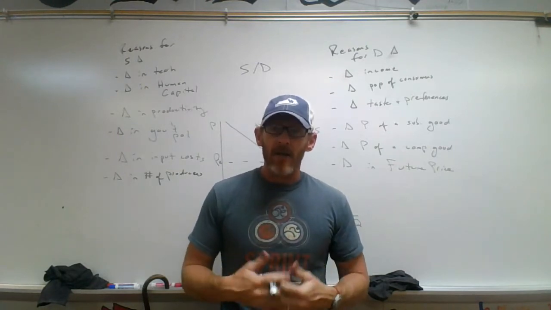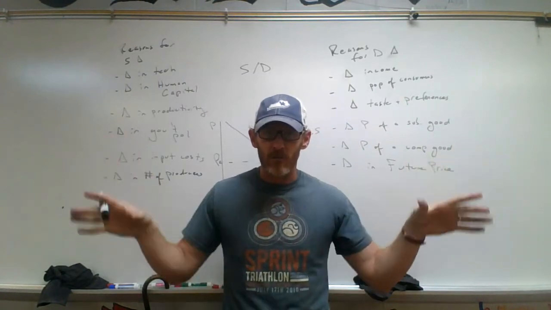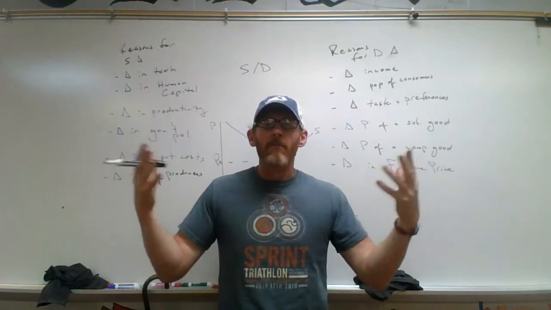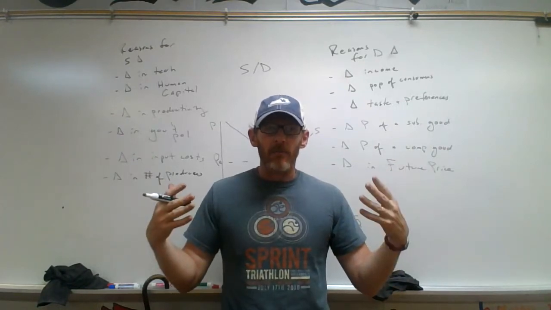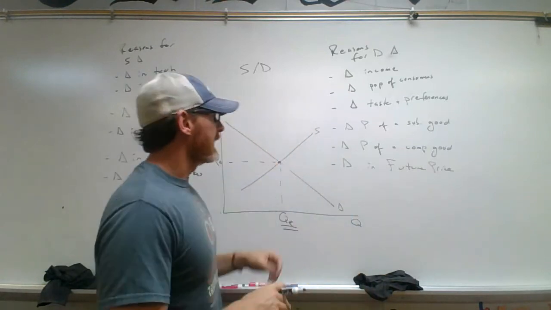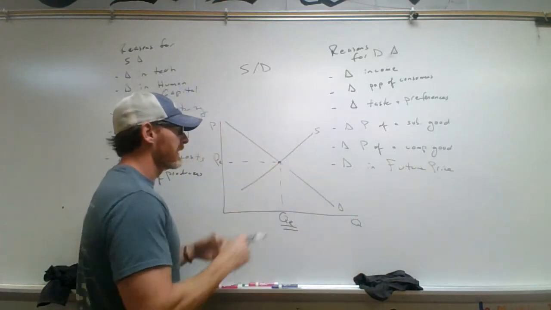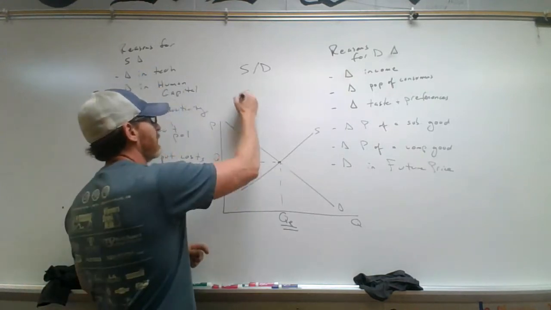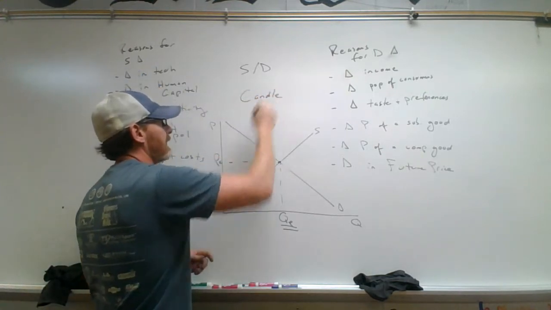But now I want to focus on how we do this just in regular markets, right? Microeconomics, it's about markets. It's about supplying and demanding in markets. And so here is a market, and we'll say this is the market for candles. This is our candle market, okay?